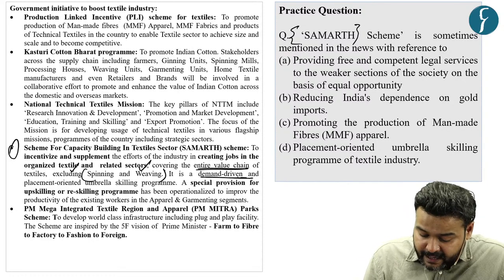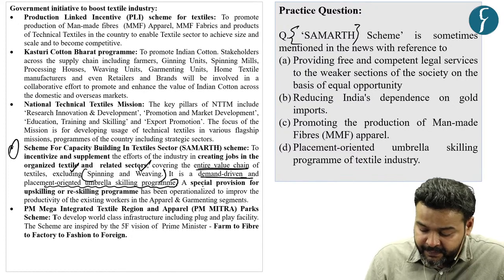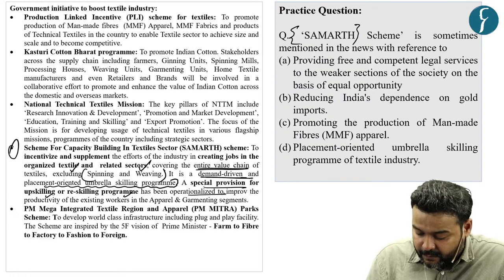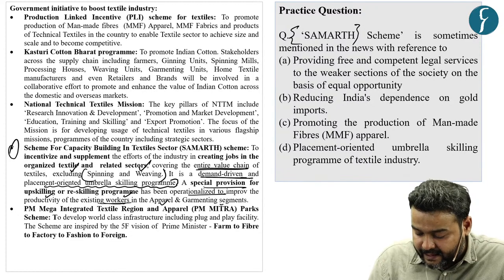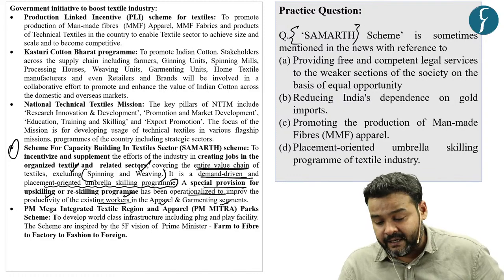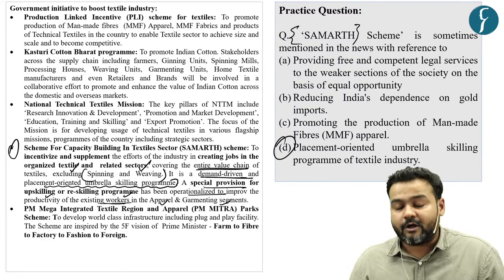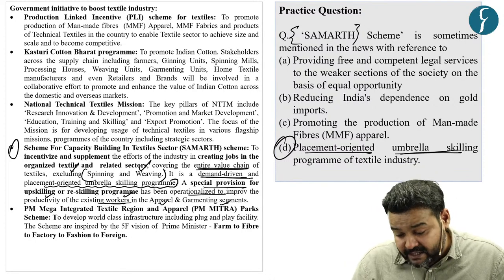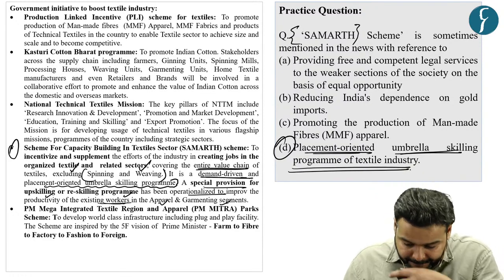It is a demand-driven and placement-oriented umbrella skilling program. A special provision for upskilling or reskilling programs has been operationalized to improve the productivity of existing workers in the apparel and garmenting segment. And here, if you see which of the following best describes the Samarth, you will find that option D is correct, because this is an umbrella placement-oriented skilling program for the textile industry. Okay.